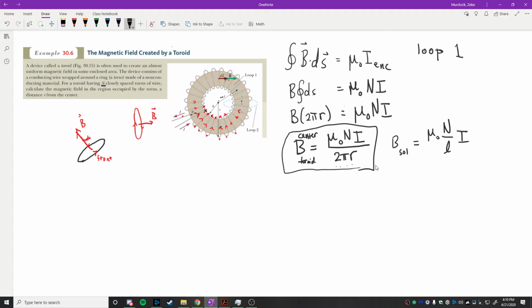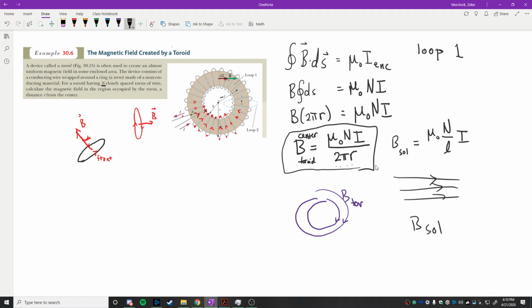Okay, these are two different ways to produce magnetic fields. The solenoid produces a magnetic field that's like a bunch of straight lines, right? And the toroid produces a magnetic field that is circular in nature. That would be for the toroid, and then this would be for the solenoid over here. All right. You guys have any questions about that? If not, then I think we have one more problem that I want to cover today.